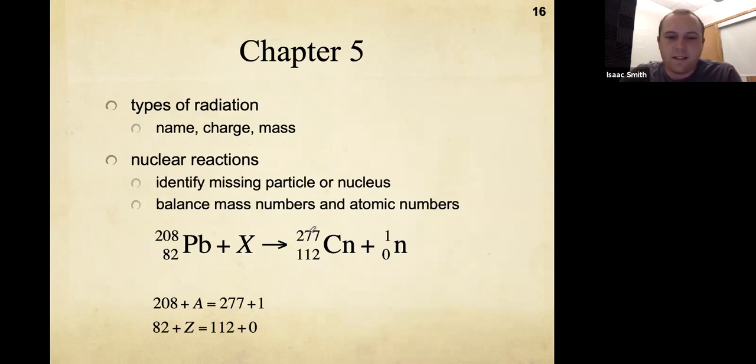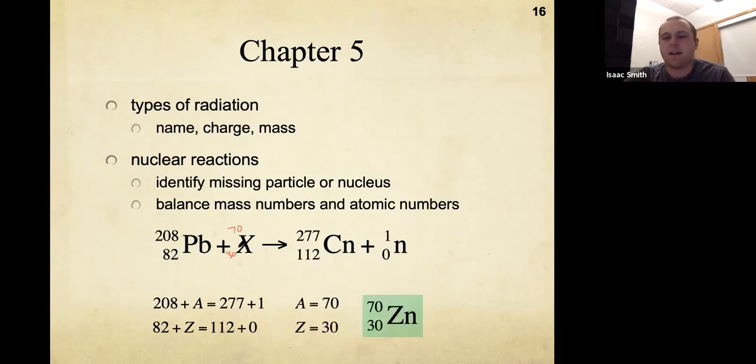So like you have 277 plus 1 is 278. And here's 208, so we're missing a mass of 70 here, right? And then we have 112 and 0 for the atomic numbers on the right side. And then we have 82, which means we're missing an atomic number of 30. All right, so then you should be able to use the atomic number to identify which symbol it is using the periodic table, and then you can put the mass in there as well. Cool.